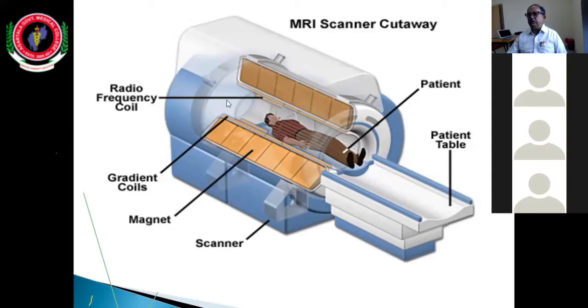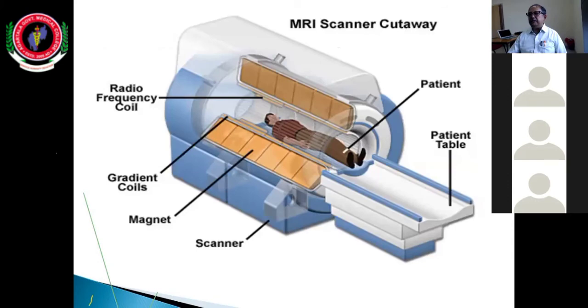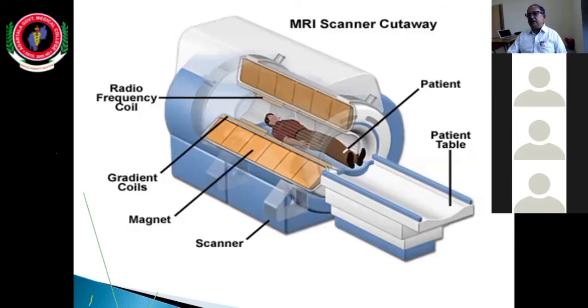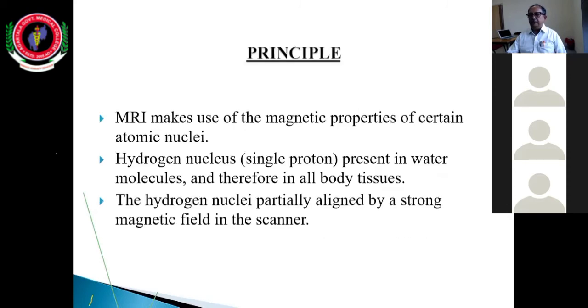When the radio frequency pulse is applied over the human body with the help of the radio frequency coil, a signal is produced, which is picked up by the gradient coils and transferred to the CPU, or computer processing unit, and displayed as 2D images. This, in a nutshell, is the basic principle of MRI.